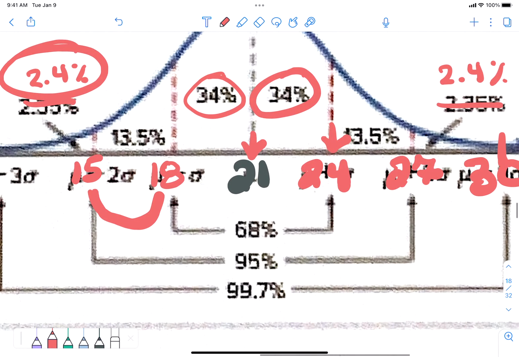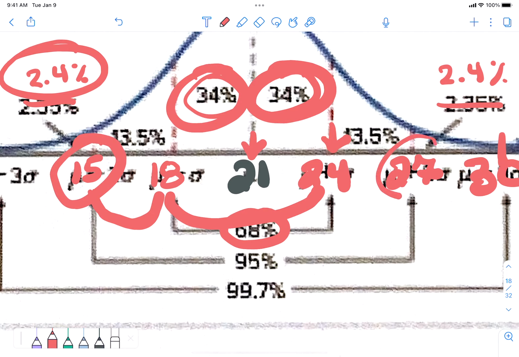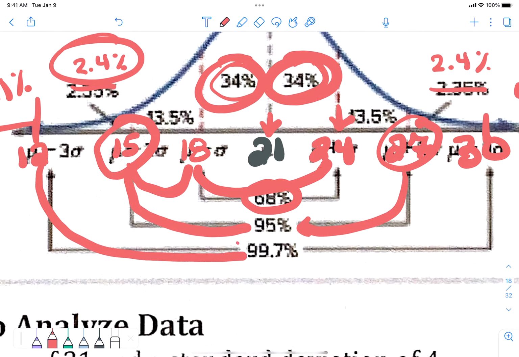Okay, now, if we're talking about 1 on either side, listen to this. 34% and 34% ends up being a total of 68%. So if we're talking about in between 18 and 24, 68% of people would score in between those two, right? If we're talking about going from 15 to 27, what percent of people score between 15 and 27? 95%. What percent of people score between a 12 and a 30?